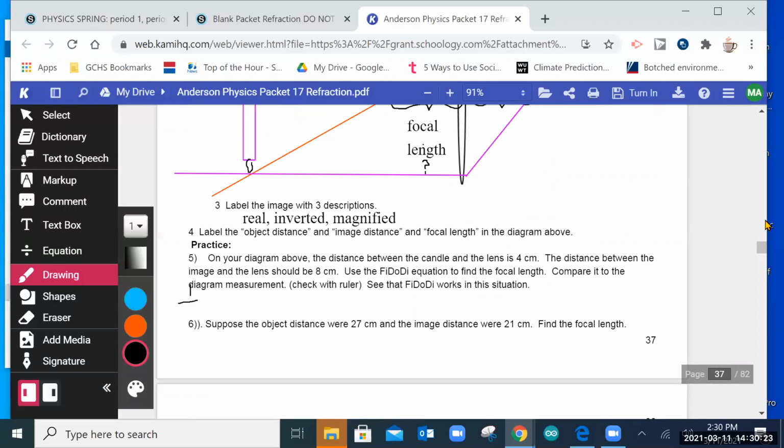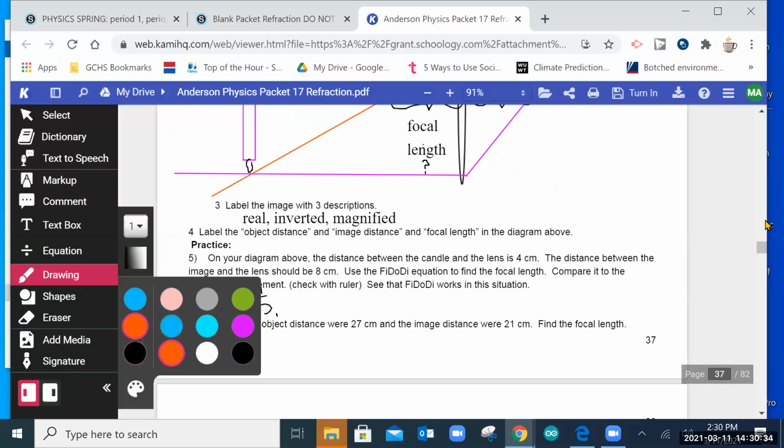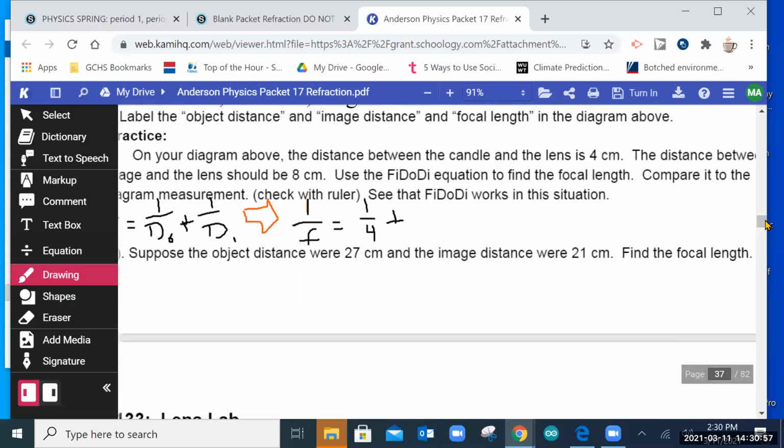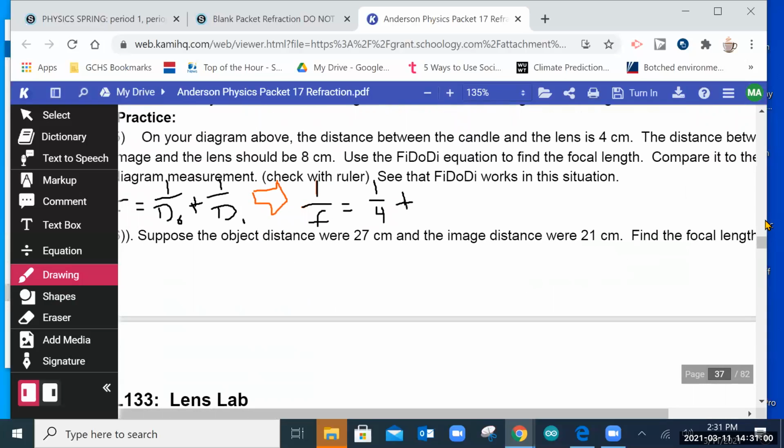So 1 over F is equal to 1 over DO plus 1 over DI. That is the Fedoti equation. And we put in our numbers then. One over F stays a letter because that's what we're looking for. The object distance we said was 4. Let's make this bigger. And then the image distance was 8.